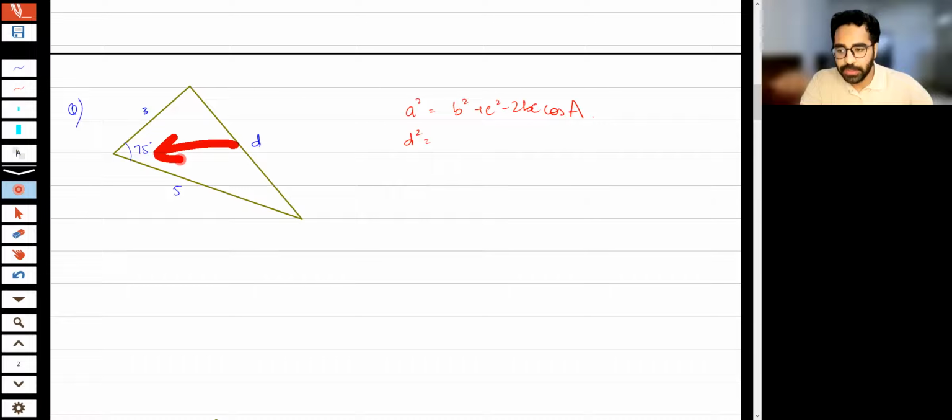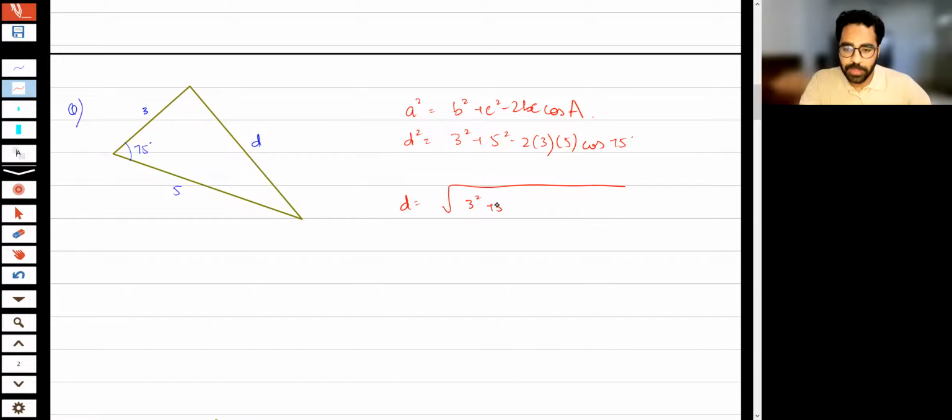ठीक है, जो मेरी unknown side थी वो d थी, उसके opposite angle was 75. उसकी एडजेसेंट साइड मेरे पास 3 और 5 है, ठीक है, तो वो मेरे पास ये 3 हो जाएगी, इसको b ले लूंगा, इसको c ले लूंगा। ठीक है। तो this would become 3 squared plus 5 squared minus 2 into 3 into 5 into cos, cos angle क्या आएगा इसमें, angle वो आएगा which is opposite to my unknown side which is 75 degrees. ठीक है। तो अब d निकालने के लिए हम लोग अंडर रूट ले लेंगे पूरे पे। I'm going to get 3 squared plus 5 squared minus 2 into 3 into 5 into cos 75 degrees.